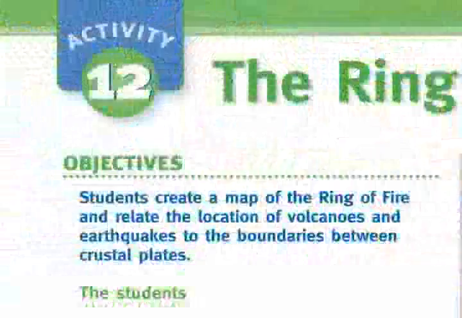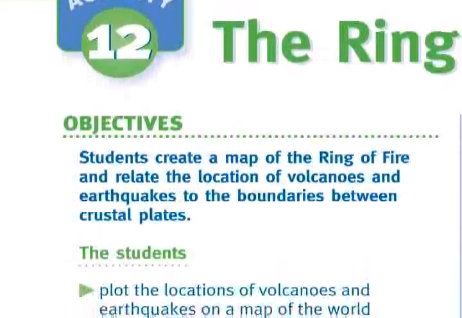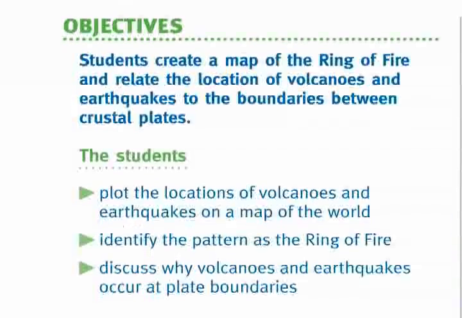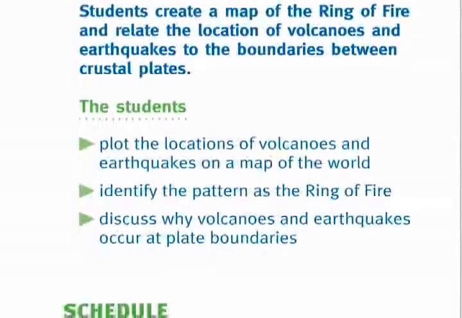Many of the world's approximately 600 active volcanoes are located in an almost continuous circle around the edge of the Pacific Ocean. This area is also the site of frequent earthquakes. As a result of the pattern of volcanic and seismic activity that occurs there, scientists have named this volatile region the Ring of Fire. In Activity 12, students create a map of the Ring of Fire and relate the location of volcanoes and earthquakes to the boundaries between the crustal plates.